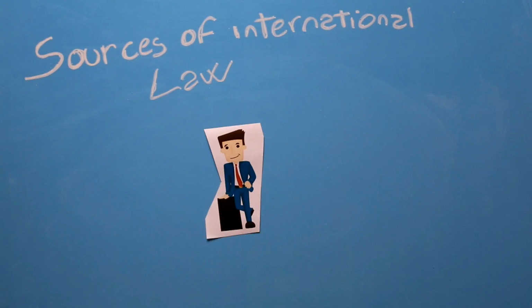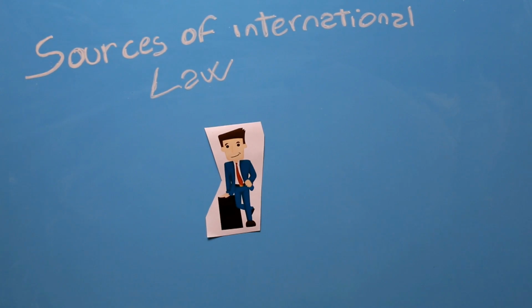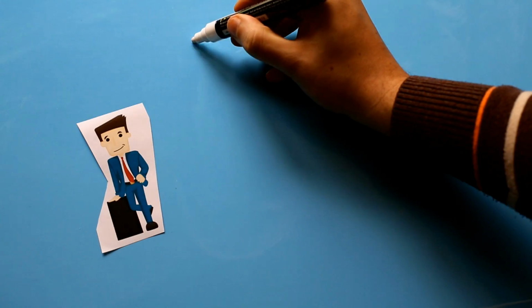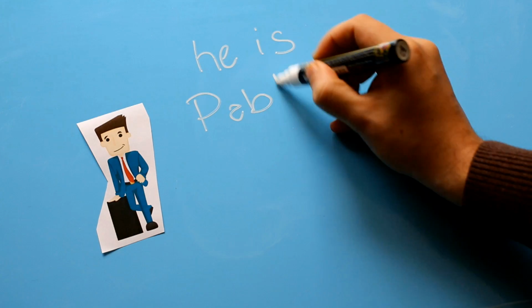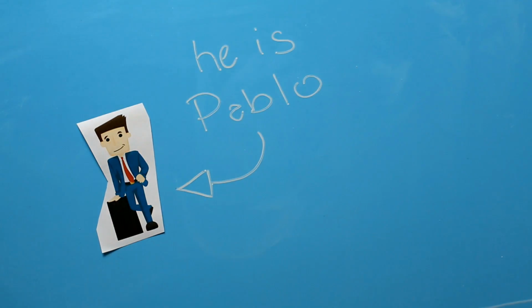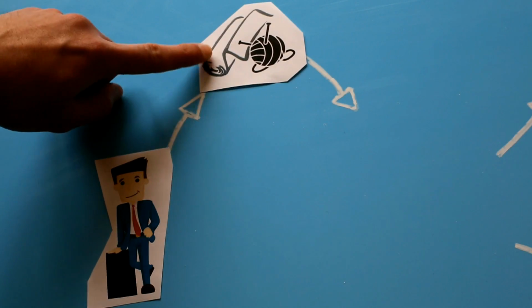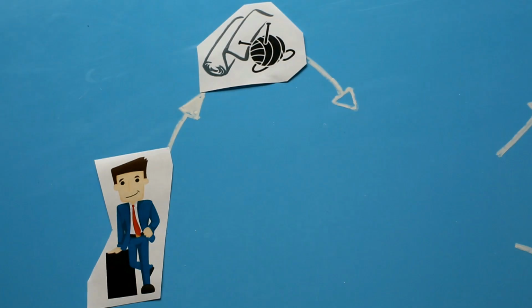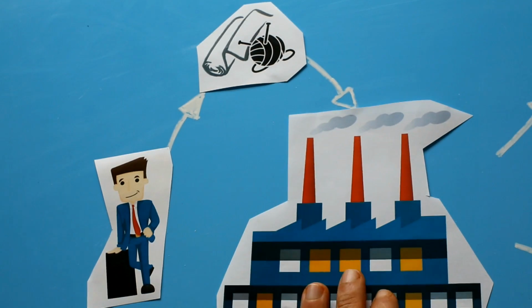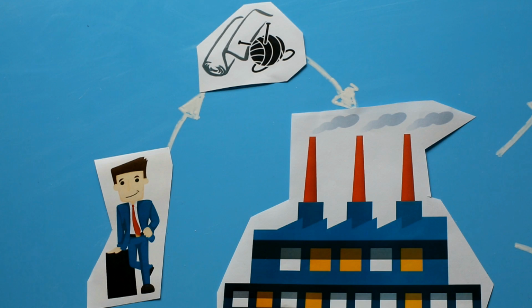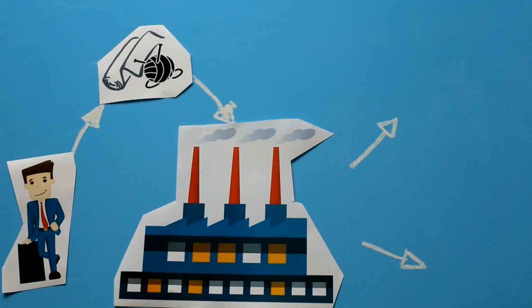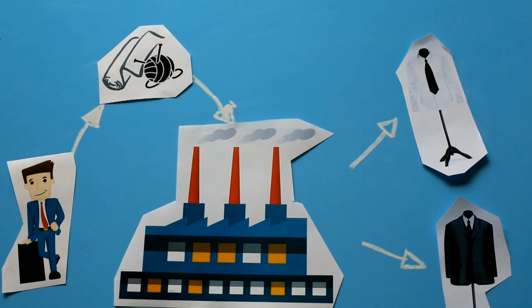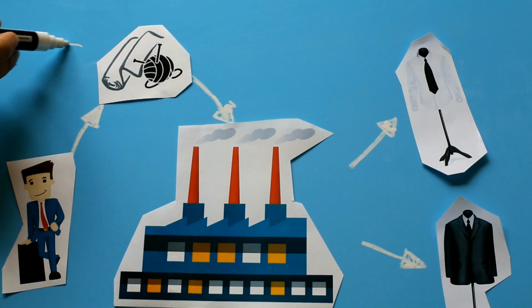Sources of international law in commercial contracts. He is Pablo, a young Spanish businessman. Pablo needs new kinds of textiles made in foreign countries in order to expand and diversify his production. A bigger product diversification will allow him to reach a greater profit.